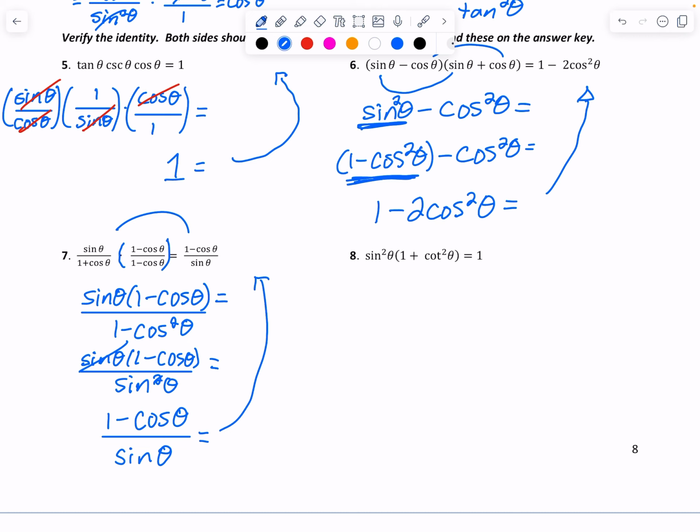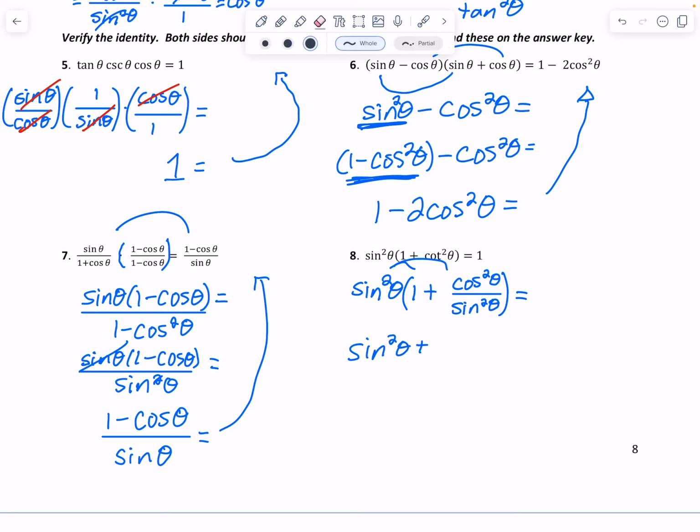All right, the next one, I see a sine squared, and I see that cotangent. I'm not sure how to start, so the first thing I'm going to do is change things to sines and cosines, and I'm going to start with the left side. So I get sine squared theta times 1 plus cosine squared theta over sine squared theta. Now I'm going to distribute. It goes to both, right? So I get sine squared theta plus the sines are going to cancel in the second multiplication, leaving me with a cosine squared theta. And then right away, I hope this is the only one you really have to memorize. That's equal to 1. Notice I wrote all my thetas.